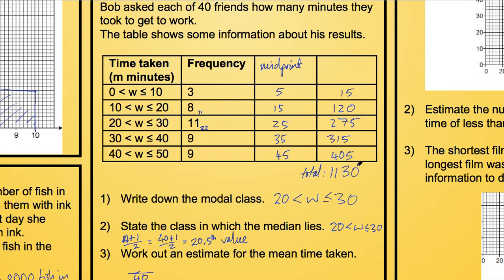I want to take that total and divide by 40, which is also the total frequency. So always find the total frequency. It should match with the number of people mentioned in the question, and it does. It's a total of 40. Our estimate for the mean is that 1,130 divided by 40, which is a mean time of 28.25.